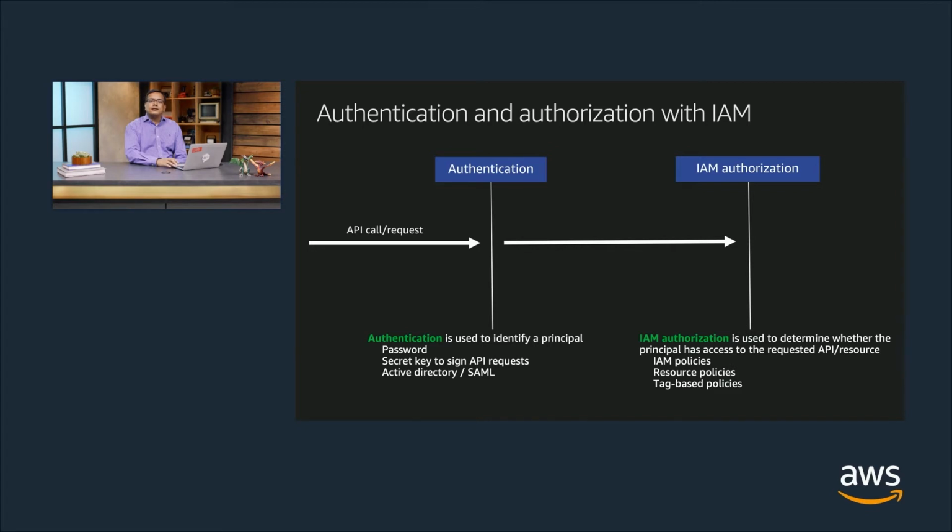What this meant was that IAM was going to authorize access to that particular API call and that particular resource. And this was typically set up using IAM policies or resource policies and tag-based policies. Only when a call passed both authentication and authorization did the call get access to the underlying data resources.